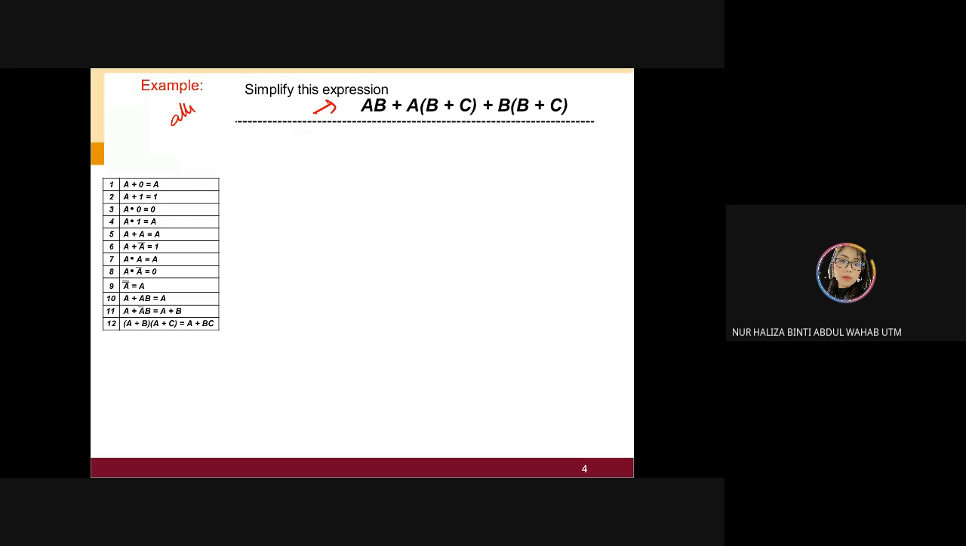So over here you can see you have altogether 12 rules, and I hope that you already memorize all these rules from 1 until 12. And don't forget you have two laws, and for the three laws, and for the theorem you got three altogether.